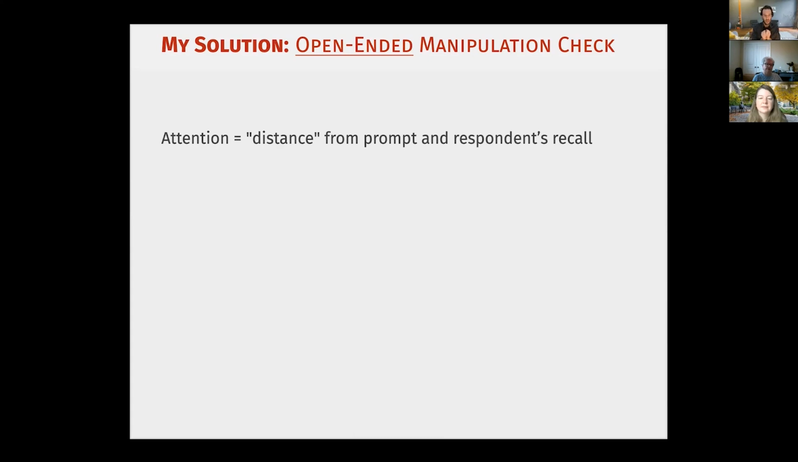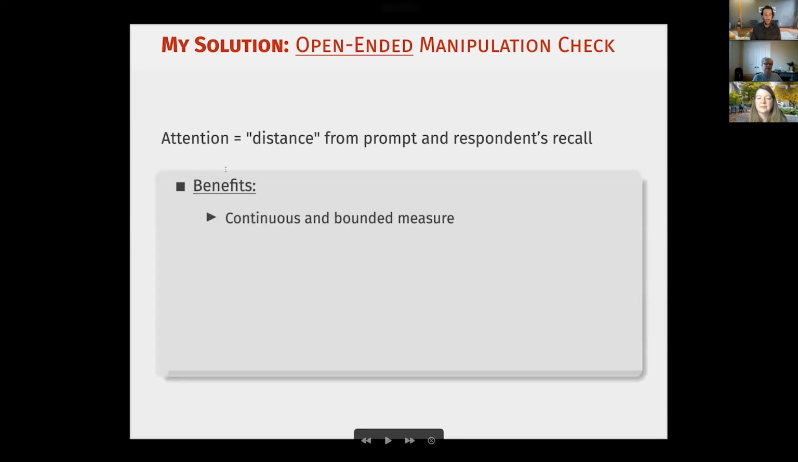So attention is literally going to be the distance from what someone reads, and I'm calling that a prompt, and what a respondent recalls as what they read. So pretty simple setup here. This is really nice because, one, we have a continuous from 0 to 1 measure of attention. Also, it's bounded between those metrics.